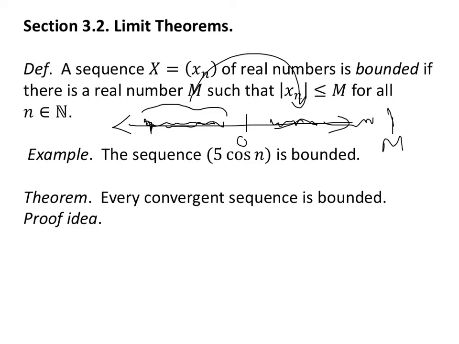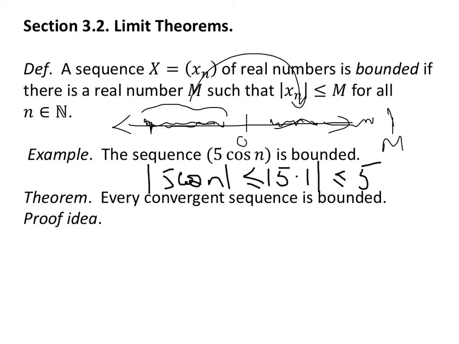As an example, the sequence 5 cosine of n is bounded. The reason for that is because all of the terms of the sequence, if you look at the absolute value of 5 cosine of n, well, the cosine of n we know is always less than or equal to 1 in absolute value, so 5 would serve as a bound, so would 6 or anything larger than 5. So we're going to prove here in just a moment that every convergent sequence is bounded.